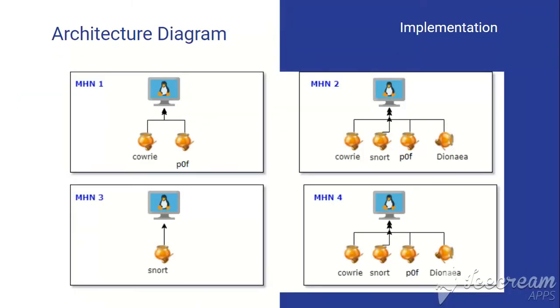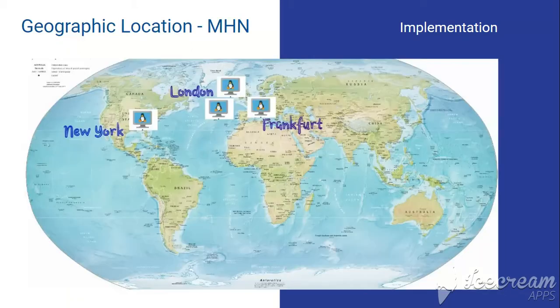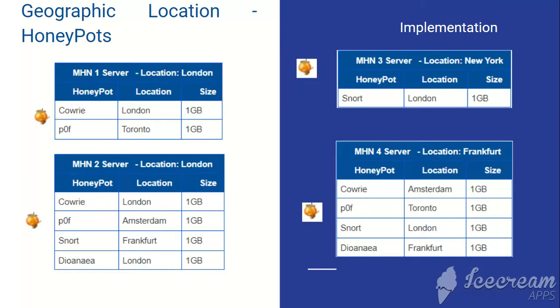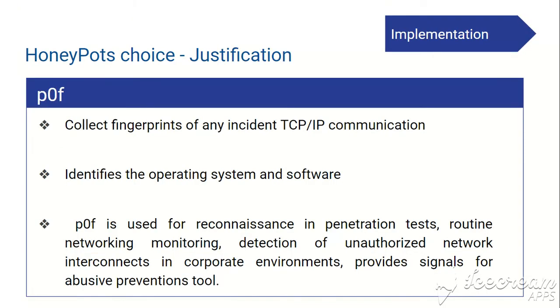Just to have an overview, we're going to implement 4 servers, and each of them has a number of honeypots. The servers are going to be in New York, 2 in London, and 1 in Frankfurt, and the honeypots are going to be spread between America, Toronto, and Europe, which will have London, Amsterdam, and Frankfurt.